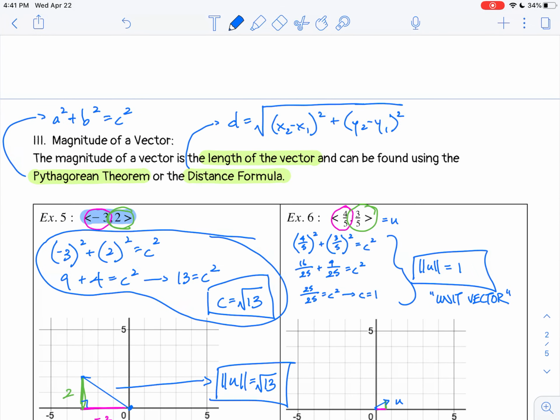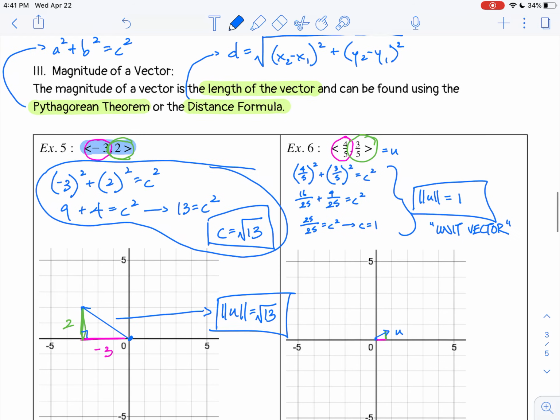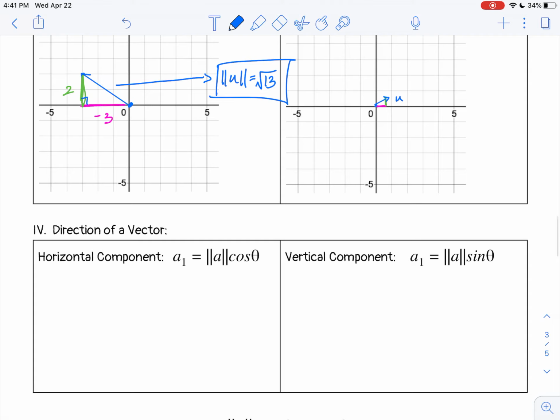Okay, so magnitude of a vector is how long it is. You can use the Pythagorean theorem to find that hypotenuse. And then if it has a magnitude of 1 or a length of 1, it's a special type of vector called a unit vector. All right, let's take a look at the direction of a vector, because we said earlier that vectors are special because they have direction and length.